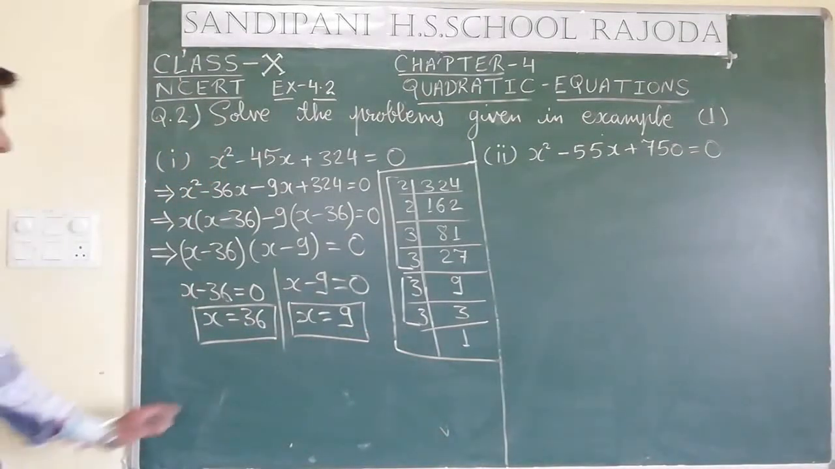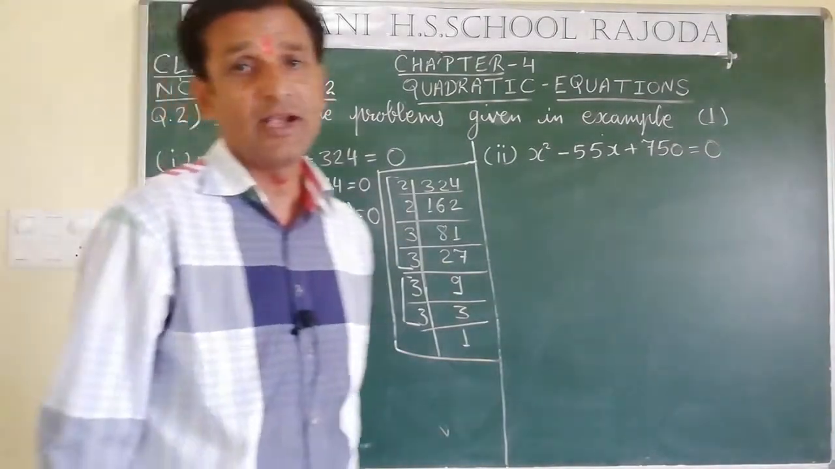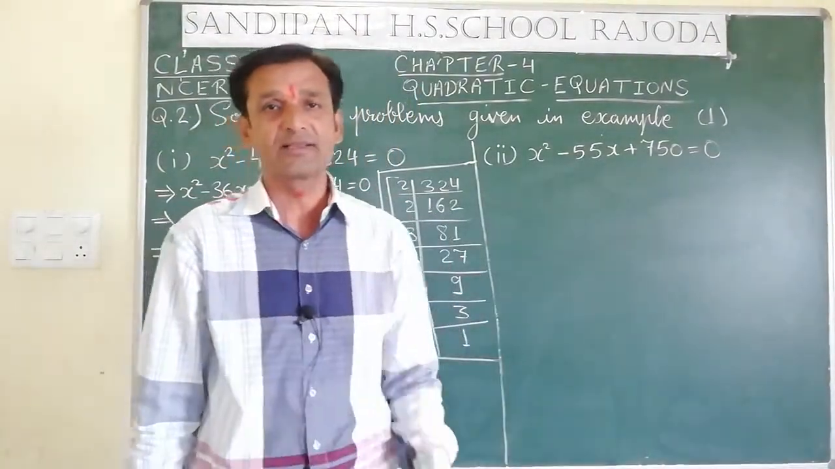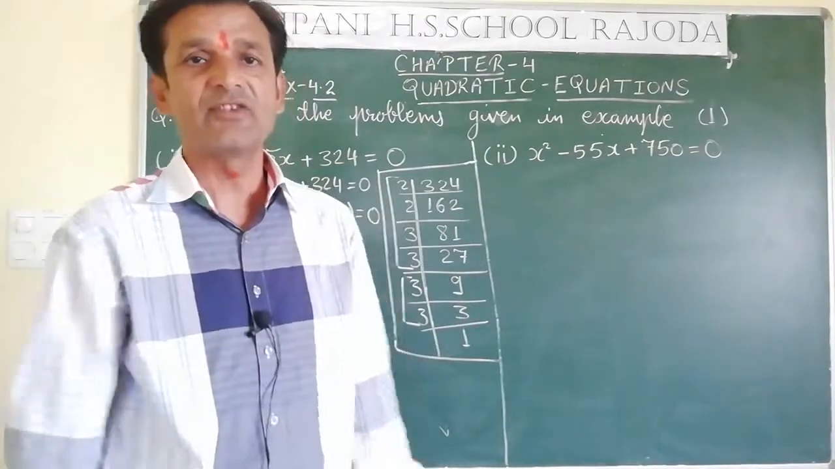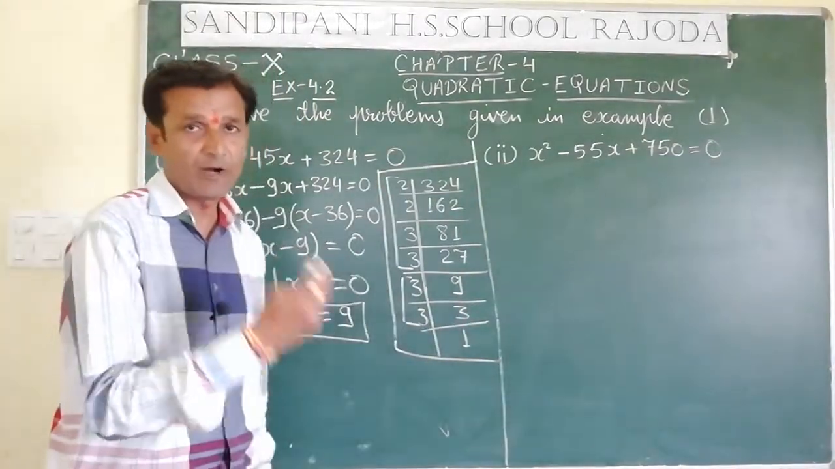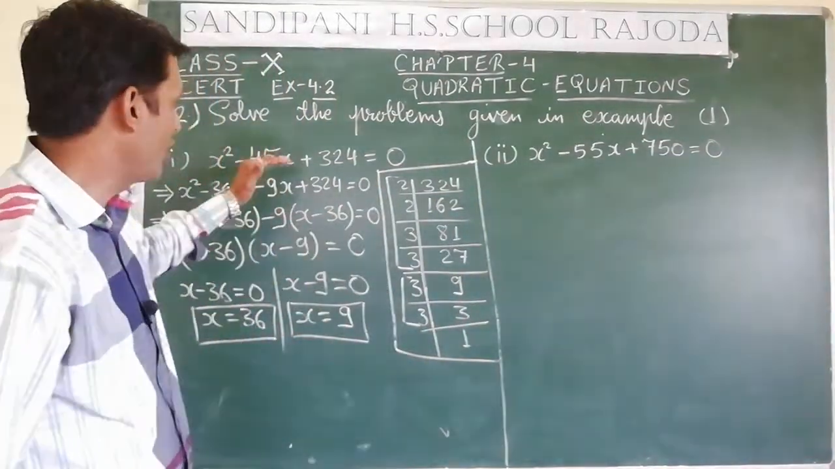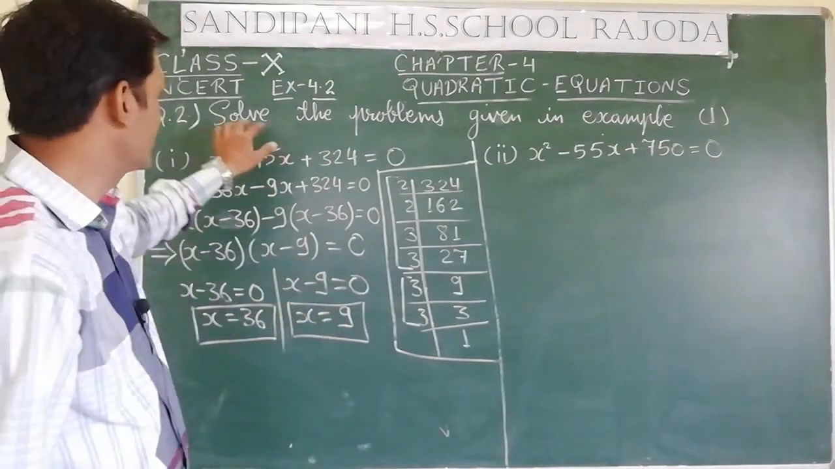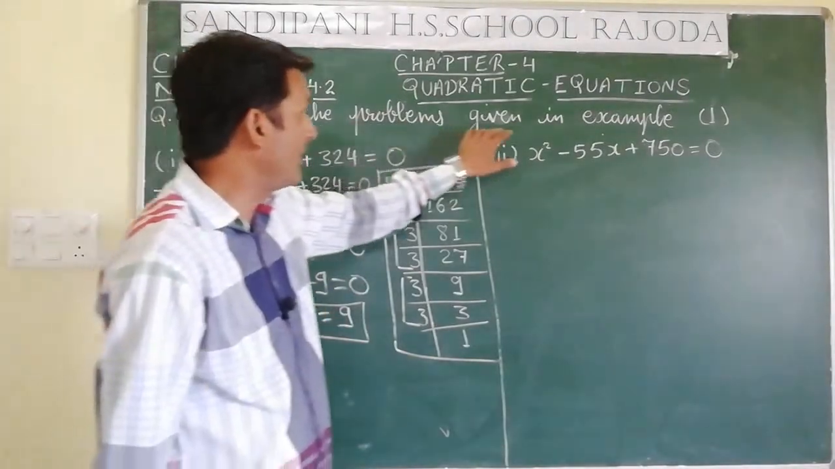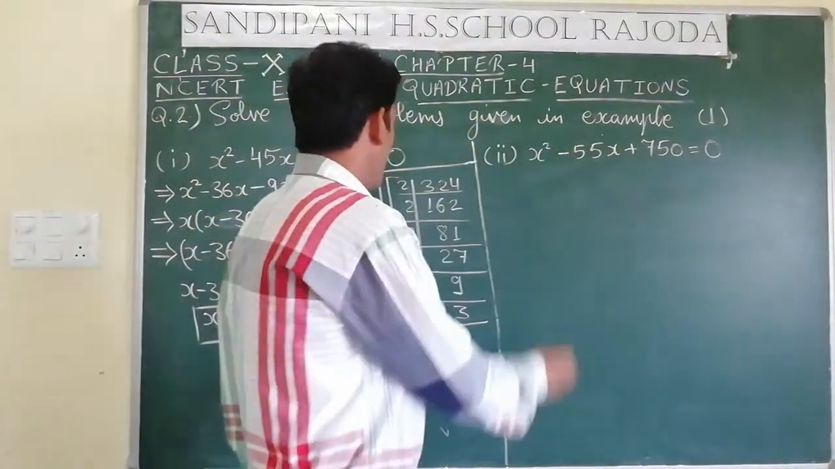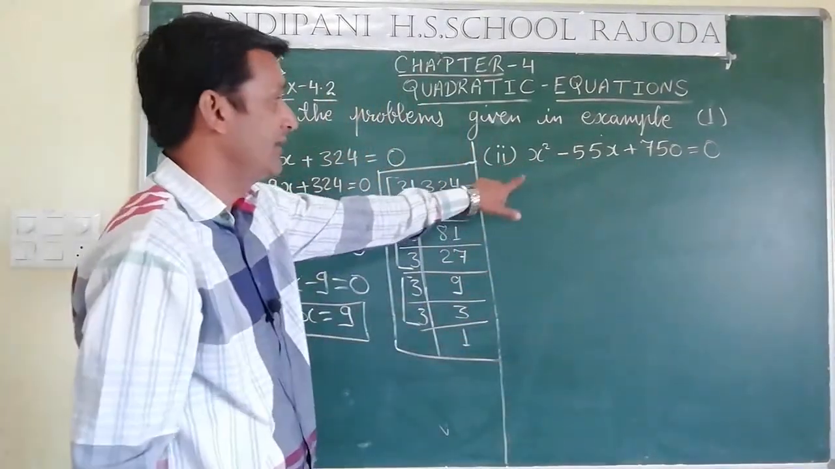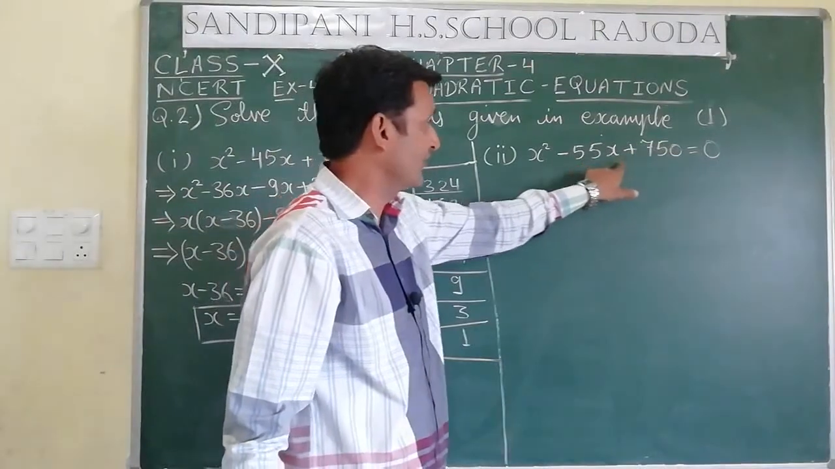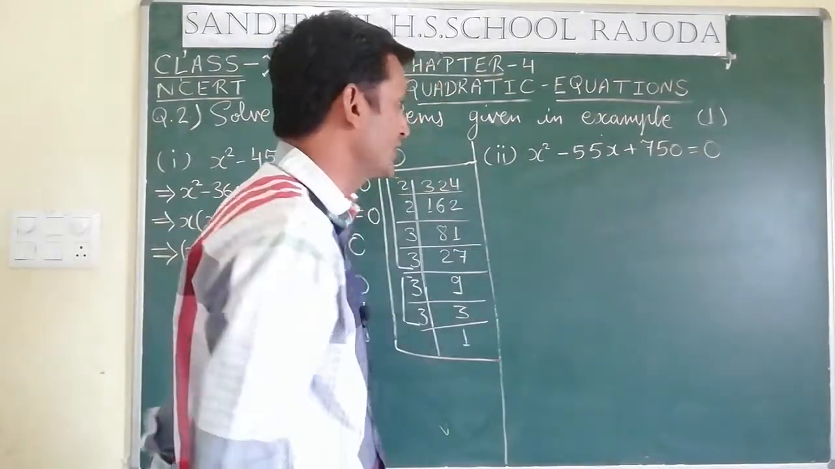So in that question, the number of marbles was asked in example 1. It is clearly mentioned in the word problem, but here we have to solve the quadratic equation only, because they have written here: solve the problems given in example 1. Now the second question is this, of that example only: x square minus 55x plus 750 is equal to 0.